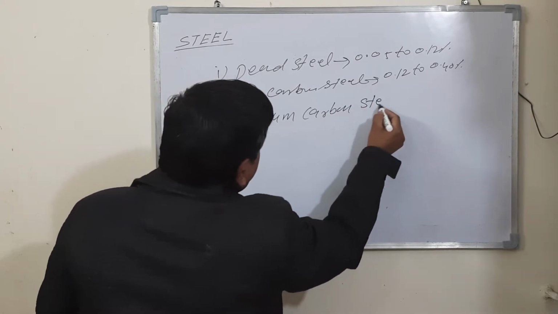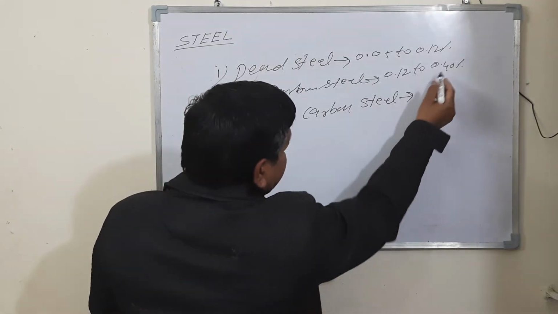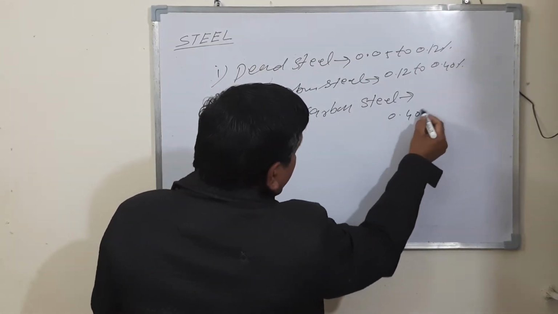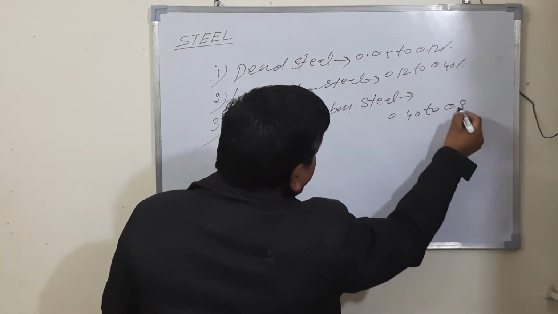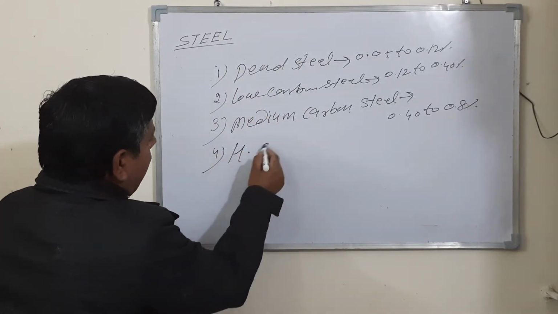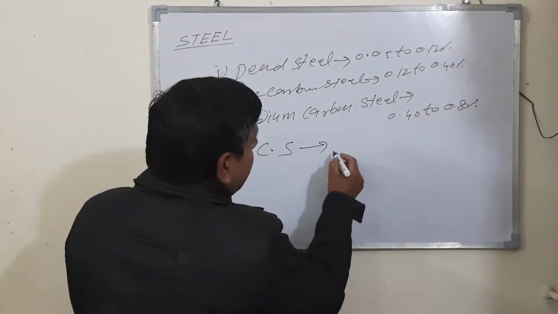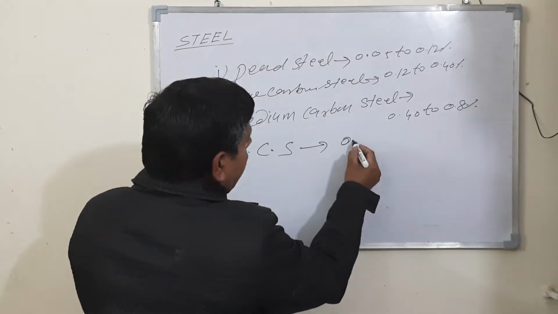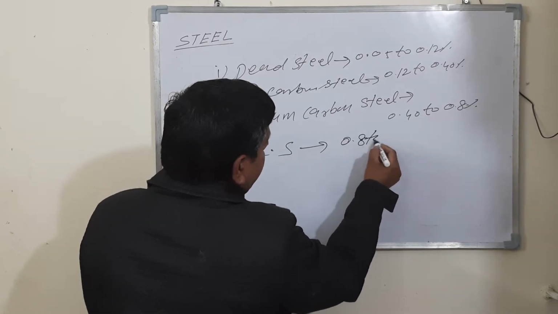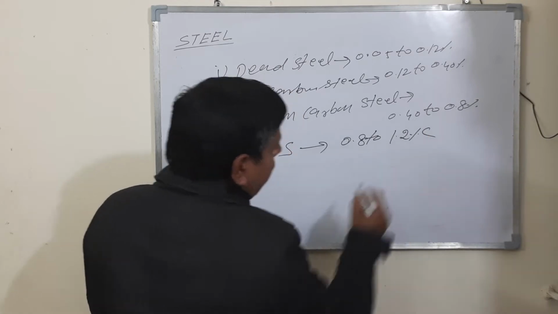Number three is medium carbon steel, which contains 0.4 to 0.8% carbon content. Number four is high carbon steel. High carbon steel contains 0.8 to 1.2% carbon content.